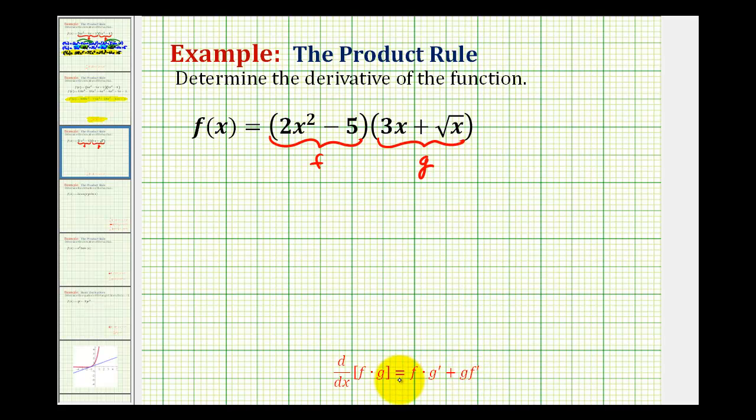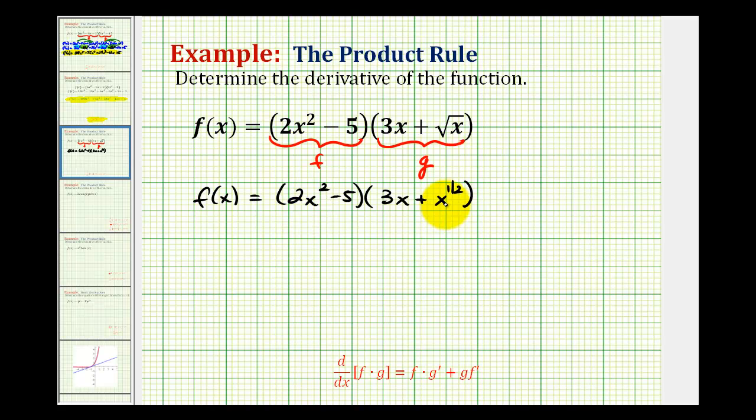Or we can say the derivative is equal to the first function times the derivative of the second plus the second function times the derivative of the first. And there's one more thing we should notice here. In order to find the derivative of the square root of x, we want to rewrite this as a rational exponent. So let's rewrite this one more time. f of x is equal to 2x squared minus 5 times 3x plus x to the 1/2 power. So we'll use this form to apply the product rule.